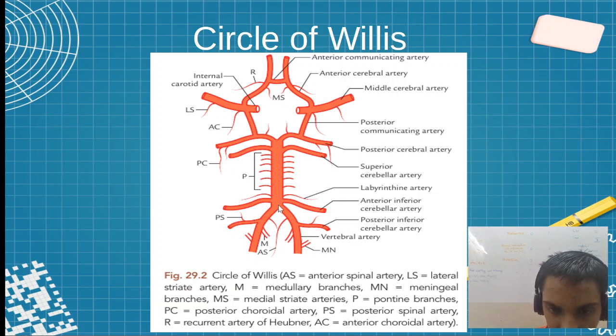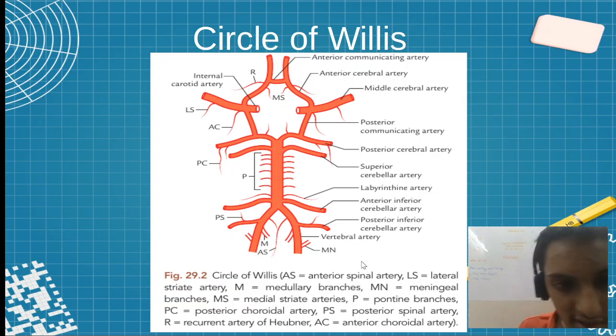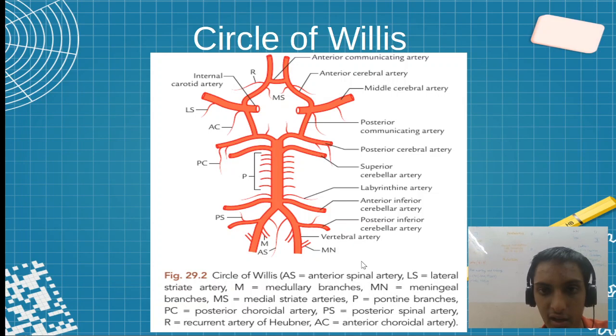This is the vertebral artery. This Y-shape, this inverted U-shape, that is the vertebral artery here. And here we are seeing the MN. What is MN? Meningeal branch. So these are the meningeal branches, medullary branches. So these are the arteries, the branches present in the circle of Willis.